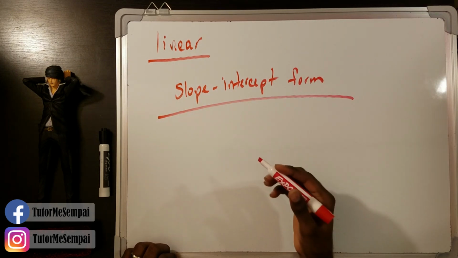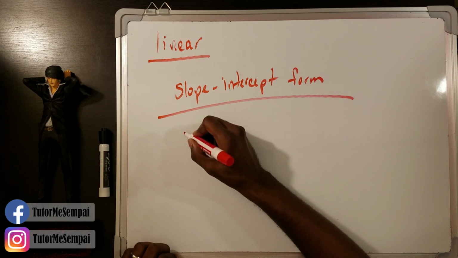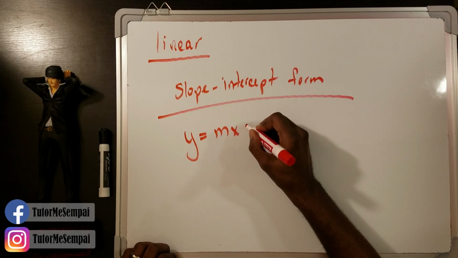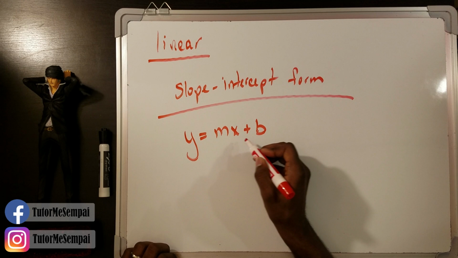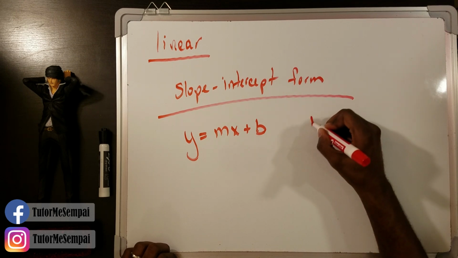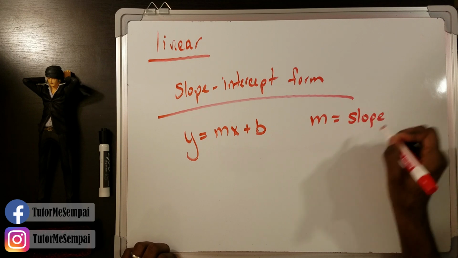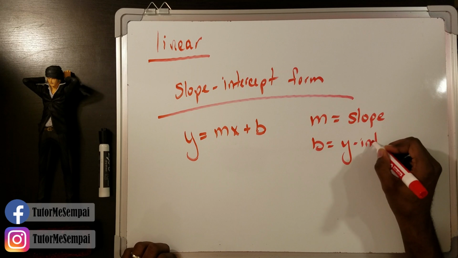So we're going to be using the slope intercept form of a linear function. And what that means is our function should look something like this. Y equals mx plus b, where m is the slope of our function and b is the y-intercept.